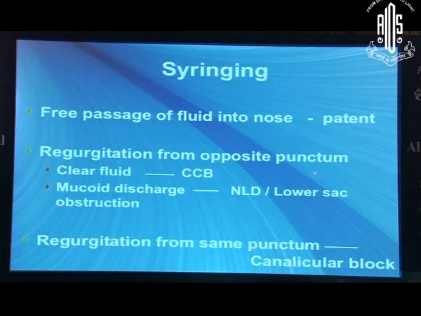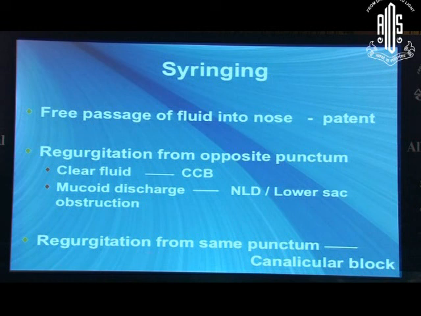If there is a regurgitation from the opposite punctum, where could the obstruction be? It could either be at the common canaliculus or lower down, beyond the sac, at the nasolacrimal duct junction or nasolacrimal duct. If clear fluid comes relatively rapidly, you know that this is possibly a common canalicular block. If you get mucoid discharge or mucopurulent discharge, you would immediately know that this has come from the sac, and therefore the obstruction is beyond the sac.